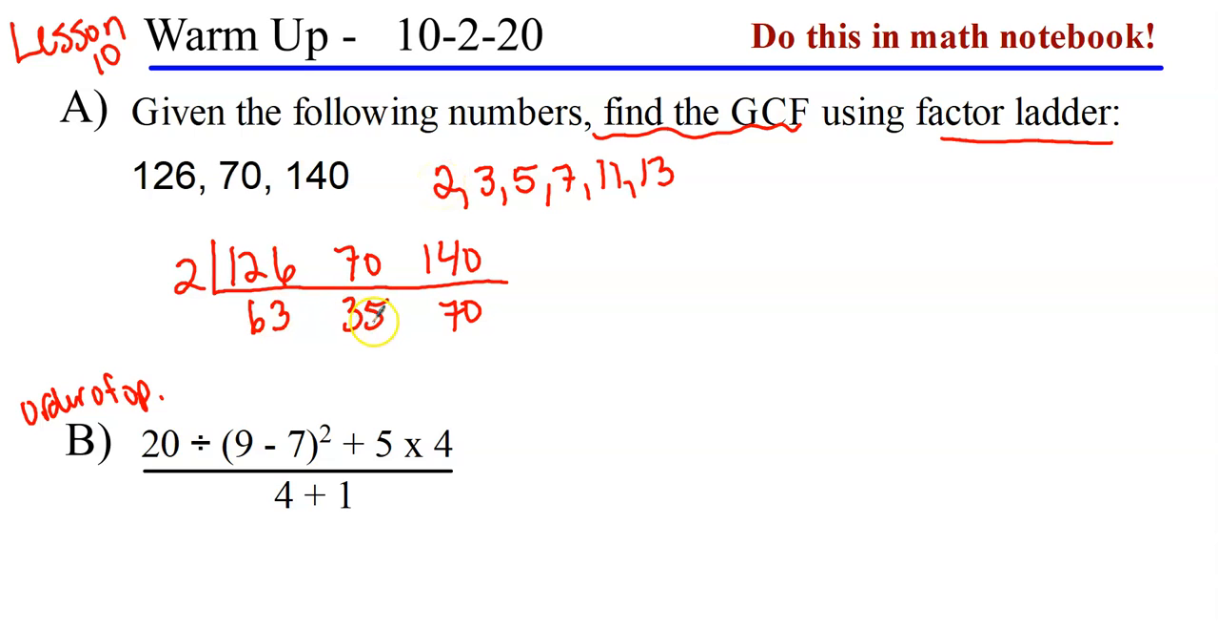If I add 6 plus 3, it's 9, so I know 3 doesn't work. 63 doesn't end in a 5 or 0, so 5 doesn't work. So I keep going through the list to make sure I can find a number that goes into all 3 of those numbers.